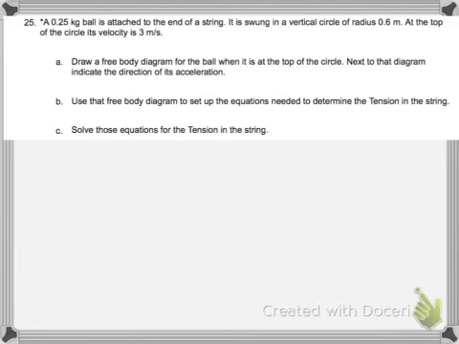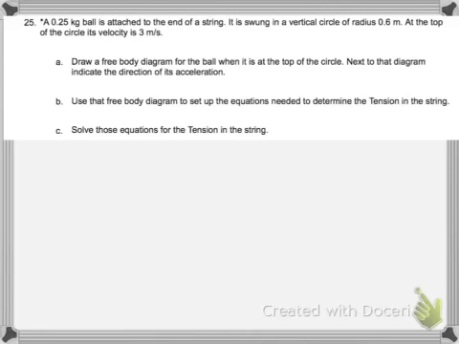Number 25 says, a 0.25 kilogram ball is attached to the end of a string. It is swung in a vertical circle of radius 0.6 meters. At the top of the circle, its velocity is 3 meters per second. Part A. Draw a free body diagram for the ball when it is at the top of the circle. Next to that diagram, indicate the direction of its acceleration.